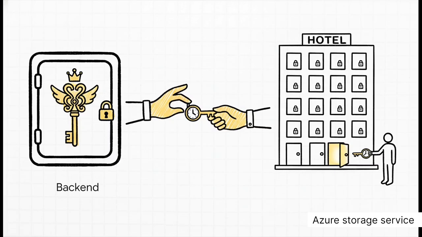A SAS URL is basically a temporary, disposable key. You can create one that expires in 5 minutes and gives permission only to read a single file. Meanwhile, your super powerful master key never leaves your secure backend. It really is the difference between giving someone a key to one hotel room for an hour versus giving them the master key to the entire hotel.